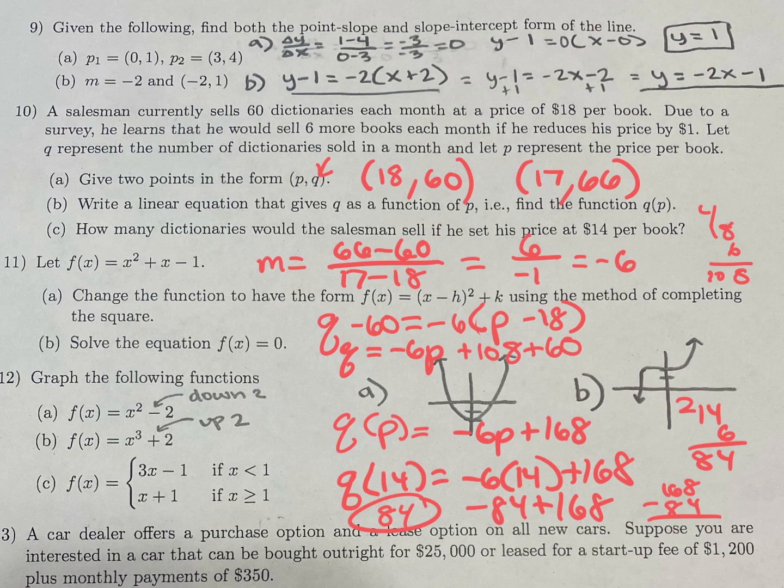I'm going to open up a different slide because I have no room to do question 11. So if you have it in front of you, it's the let f of x equal x squared plus x minus 1. And we want to put it in that vertex form by completing the square. And then we're going to solve for when y is 0. We're going to solve for the x-intercepts. What is x when y is 0? So let me open that up. I'm going to add a new sheet.